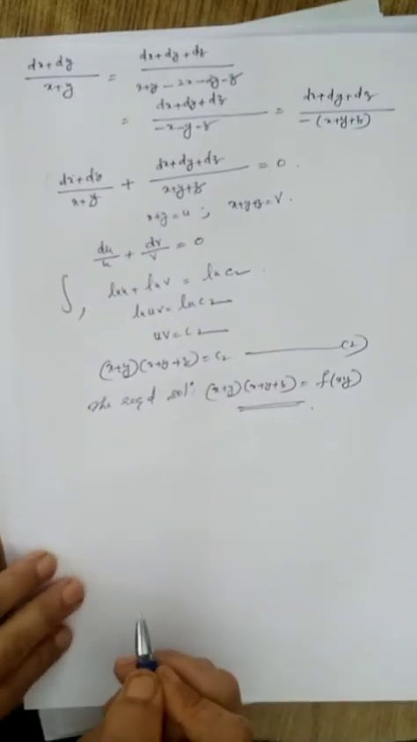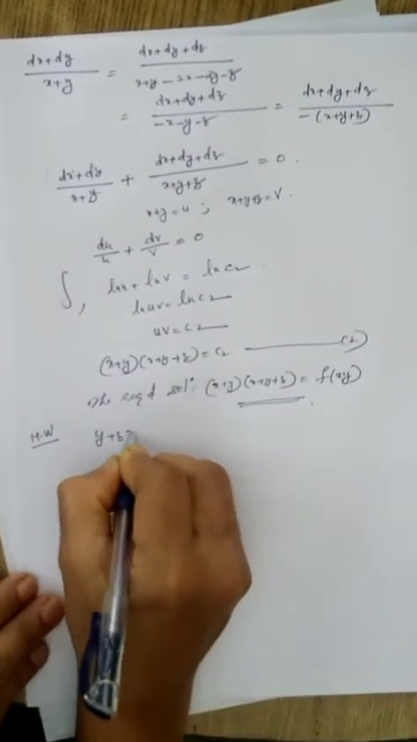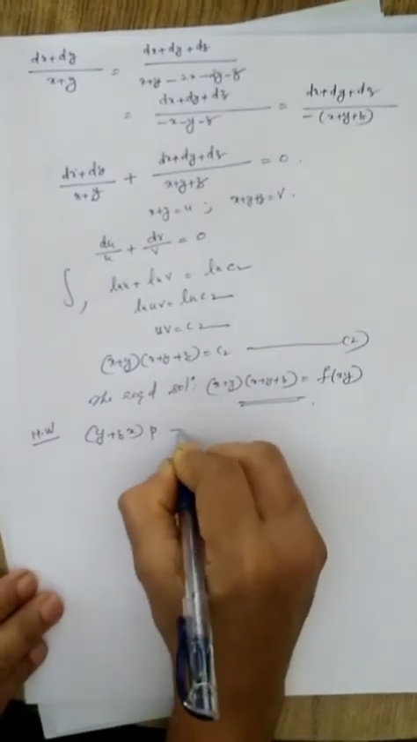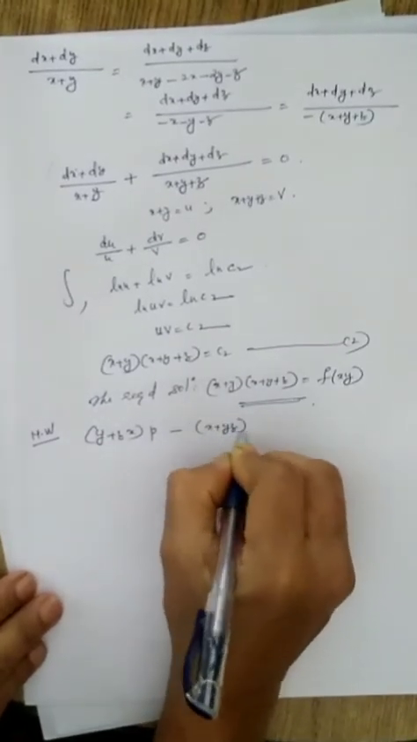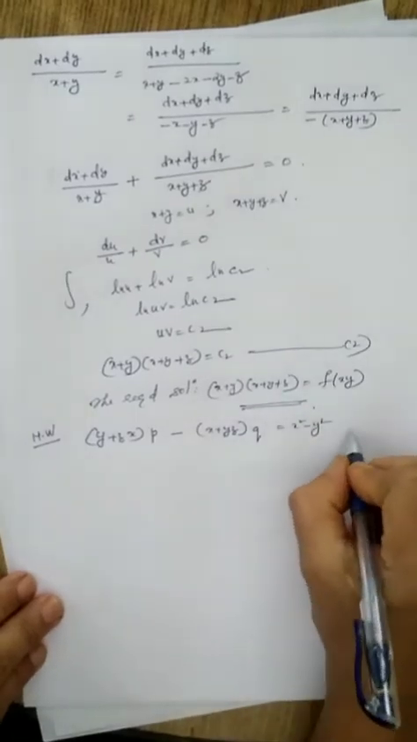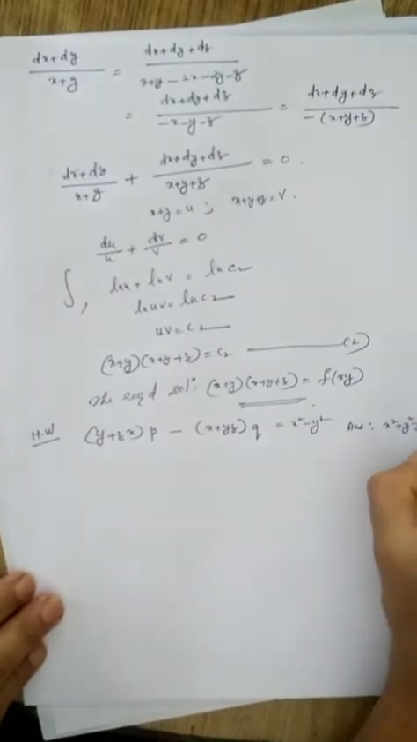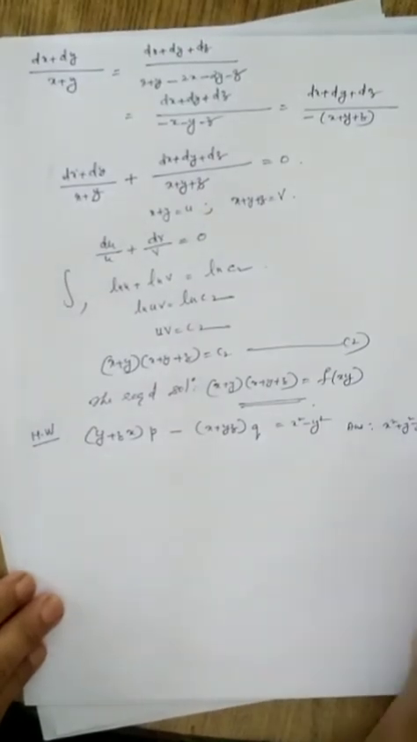Now I shall give one homework question. Homework: y plus z x into p minus x plus y z into q equal to x square minus y square. You should get the answer x square plus y square minus z square equal to function of x, y plus z.